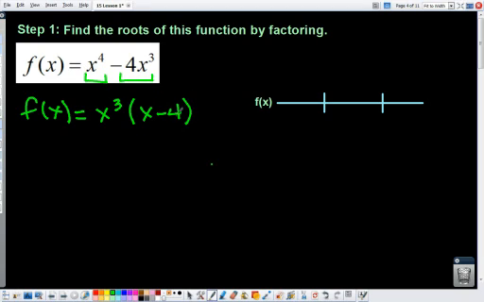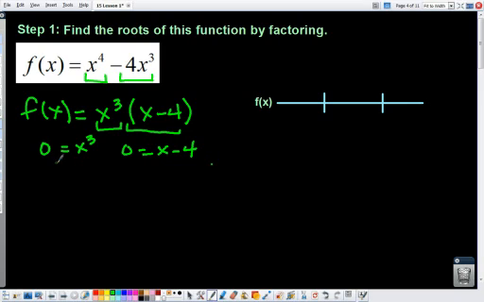If I wanted to double check that I didn't make a mistake when factoring, I could say x cubed times x gives me my first term, x to the fourth, and x cubed times negative 4 gives us the second term, negative 4x cubed. So that's factored correctly. By definition, a root occurs when we set f of x equal to 0. So we're going to do that for each part of our factored expression: 0 equals x cubed and 0 equals x minus 4. We're going to solve for x.